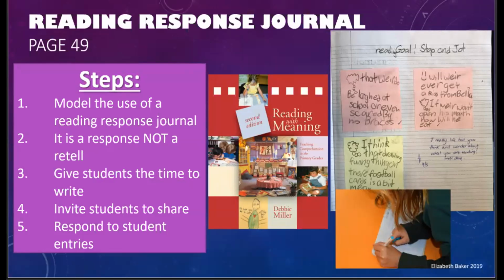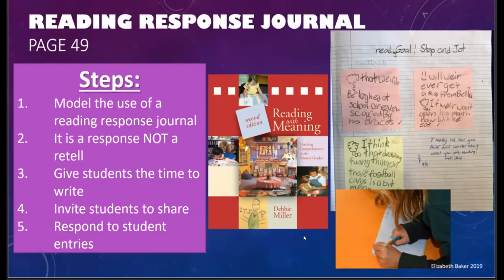You firstly need to model to students how you want them to respond. Do you want them to be writing notes as they're reading? A new way of responding is by using post-it notes and sticking these in the pages of their book. This kind of reading response was explained by Debbie Miller in her book, Reading with Meaning. If you want to know more about guided reading and reading response journals, do have a look at this book. I find though that post-it notes often get lost around the classroom, so I make students stick these into their reading response journals if they do use them.